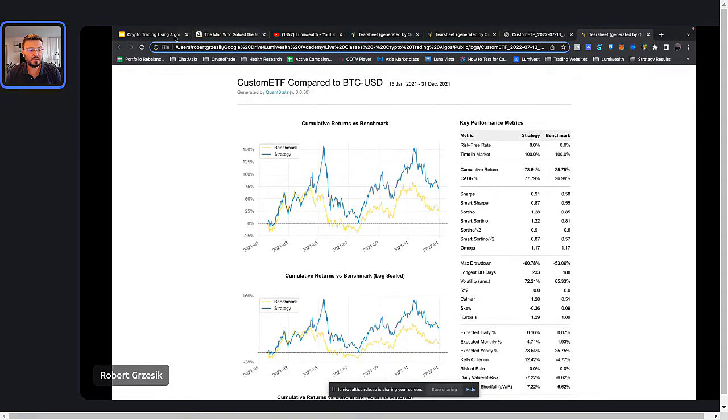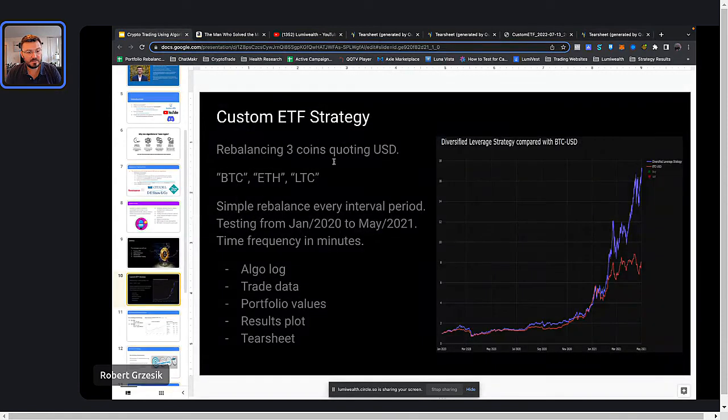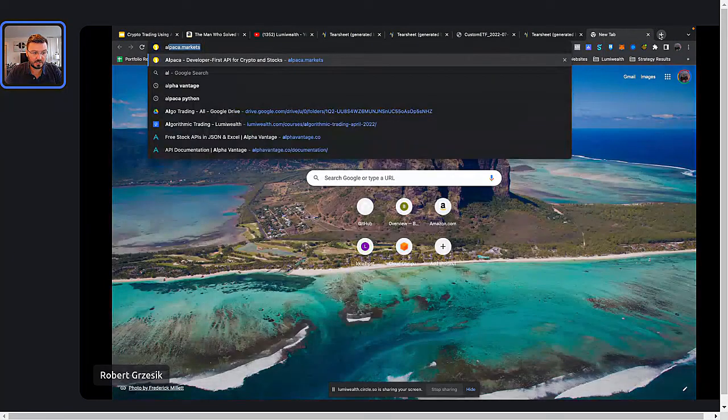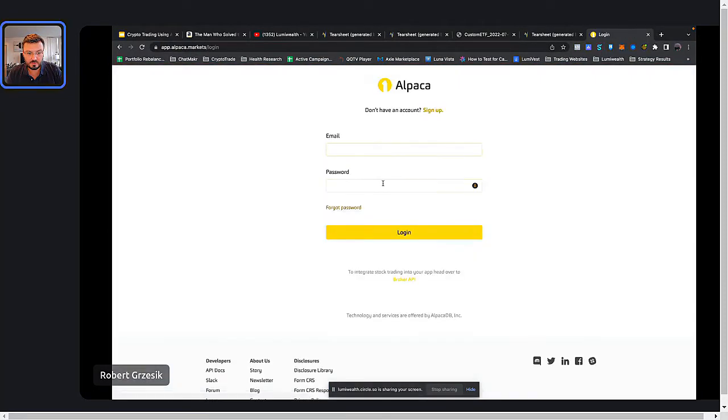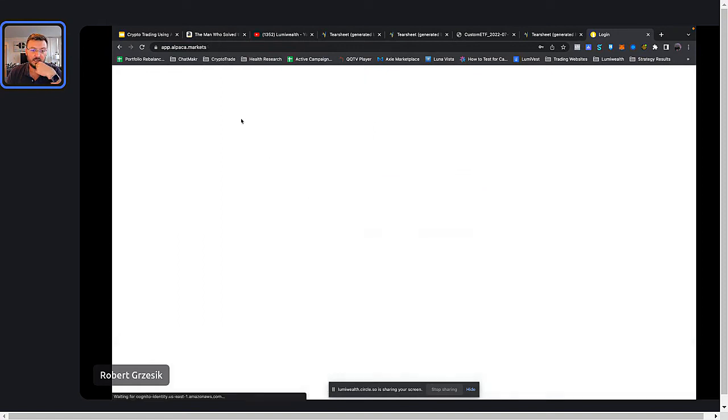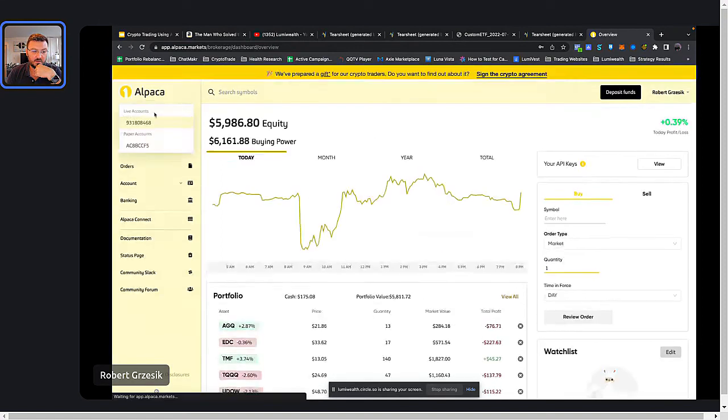Okay, so that's one of our strategies, custom ETF. I could show you this thing trading live as well. Maybe I'll show you that too. I'll log into my Alpaca account and show you guys this thing in one of the accounts. We'll go here.